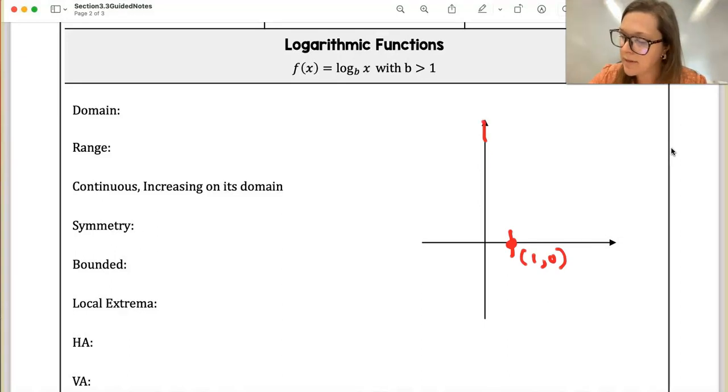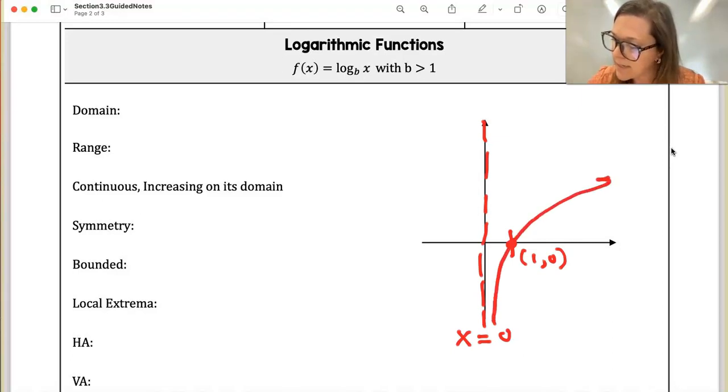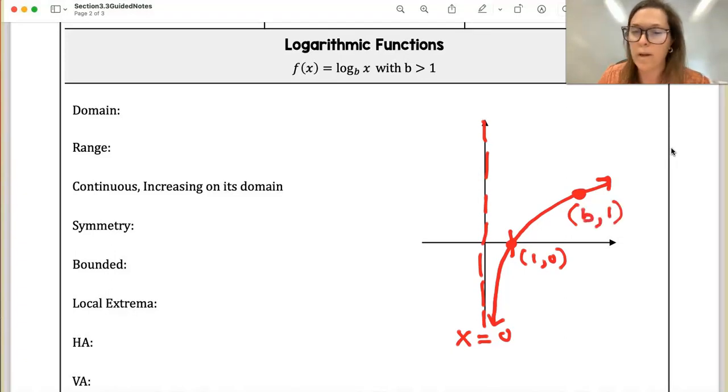So we know that we have a vertical asymptote at x equals 0. We know that our graph is going to get closer and closer and closer to negative infinity as it reaches 0 from the right-hand side, and that's a tweak I'm going to be adding in today's notes that we didn't have in last notes. But your second point, or your second ordered pair on that graph is going to be whatever your b is, comma 1.